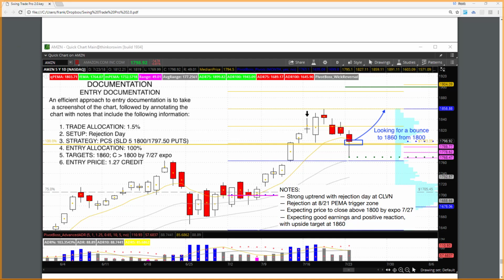So that's the entry. And again, the easiest way: take a screenshot right after you enter the trade, or perhaps at the end of the day if things are very crazy. Take a screenshot, note where you enter the trade, what the entries were, what the strategy is, the trade allocation, all those various things. Jot it down and move on. And now keep this in a folder somewhere on your desktop so that you can refer back to it whenever you need to.